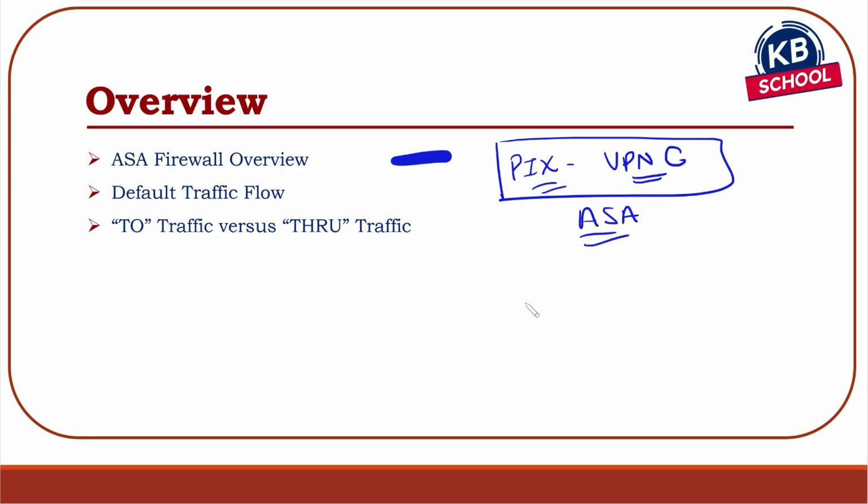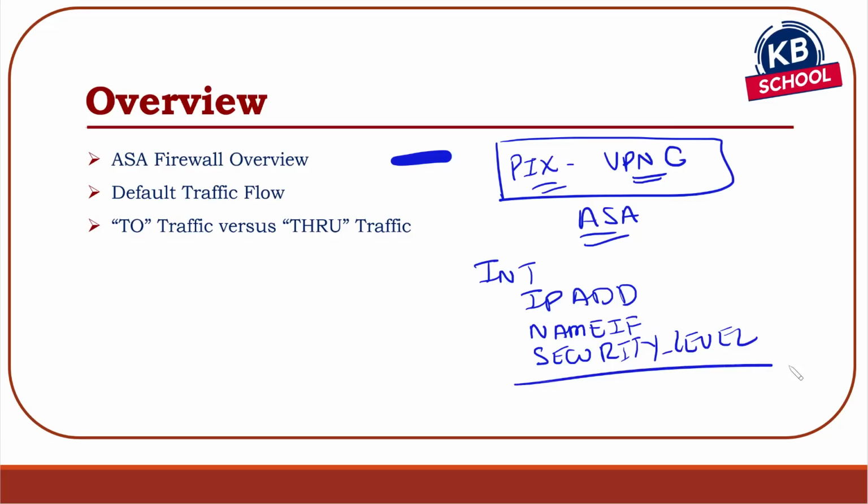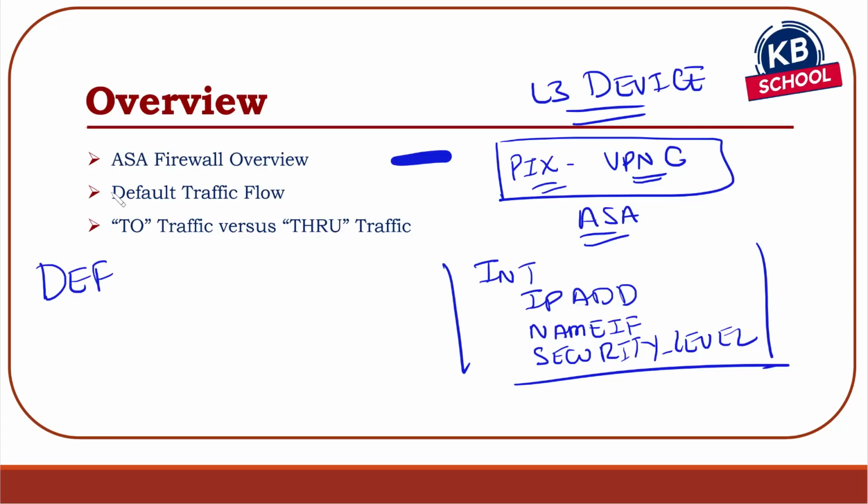ASA, in terms of the interface configuration, I need the IP address, which I normally need on a router interface. Besides the IP address, I need the name of the interface, and I need a security level which controls the traffic flow, the default traffic flow. An ASA by default is a layer 3 device, which you do have the capability, if you want to, to make it into a layer 2 firewall. We'll take a look at that as well later on in the video series. We looked at the default traffic flow, which is this guy over here.